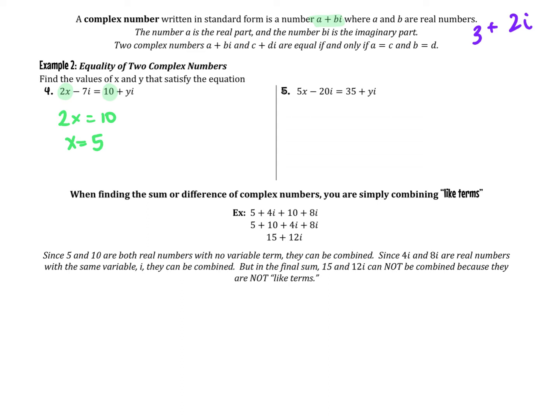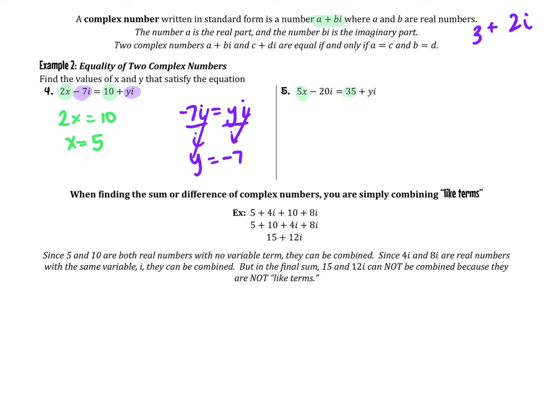Then we can compare the imaginary pieces, negative 7i and y times i, which is going to mean that y would have to be negative 7. And if you need to, you could think of it as dividing both sides by i, and that's leaving us with y equals negative 7. So go ahead and pause the video and compare the real components to find x and the imaginary components to find y on number 5, and then unpause the video and see how you did.